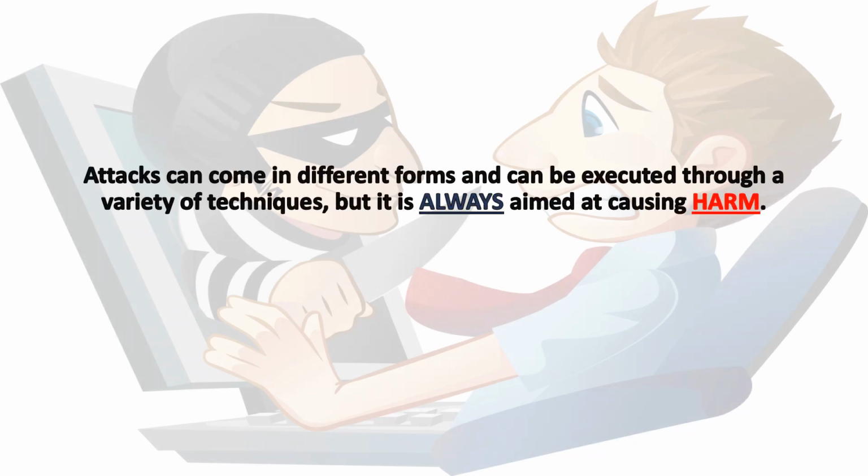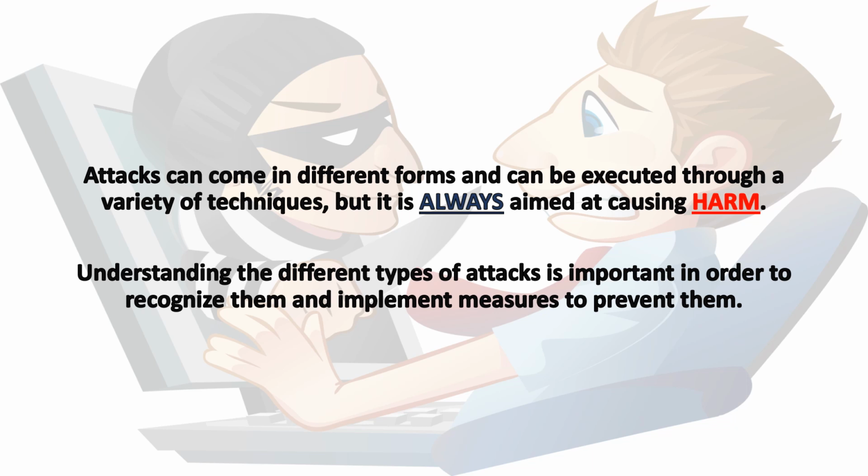It is important to know that attacks can come in different forms and can be executed through a variety of techniques, but it is always aimed at causing harm. That is the primary objective of an attack: to cause harm. Understanding the different types of attacks is important in order to recognize them and implement measures to prevent them accordingly.